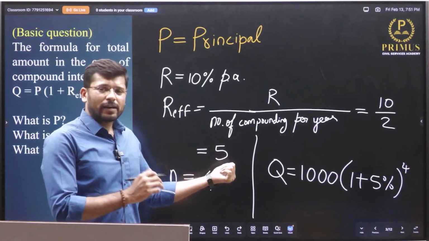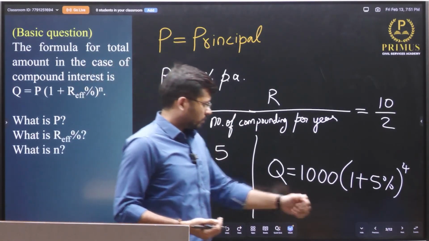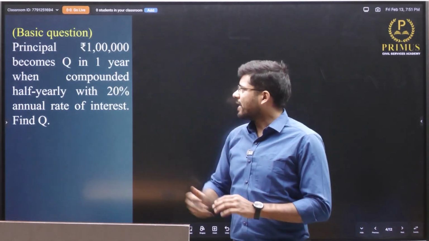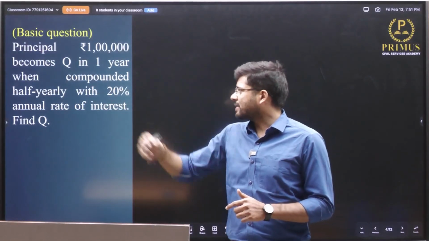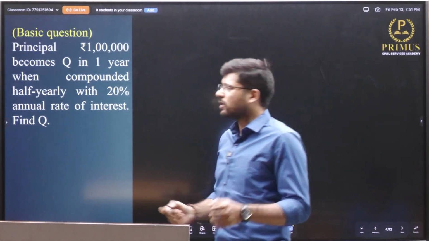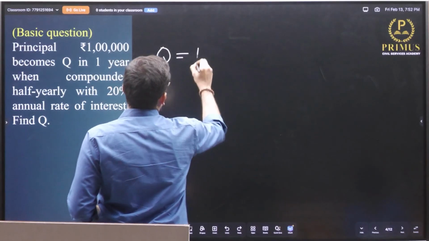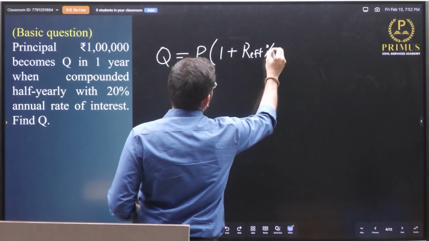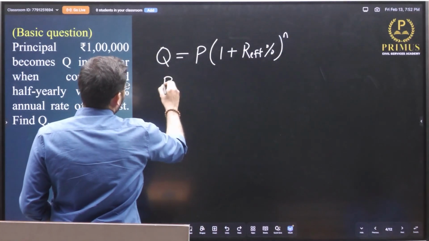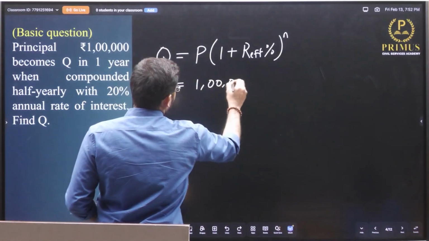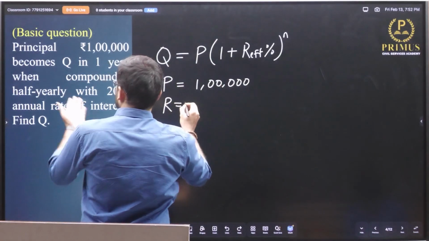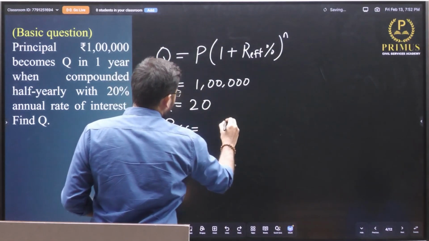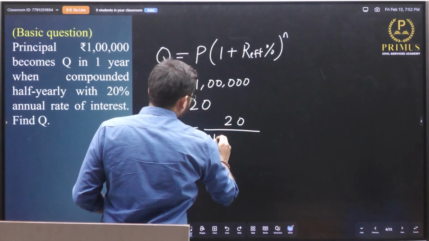Let us understand it better with another example. Take a look. Principal 1 lakh rupees becomes Q in 1 year when compounded half yearly with 20% annual rate of interest. Find Q. Let us use the formula. Q equals P into 1 plus R effective percentage raised to N. So here P is 1 lakh rupees, it is readily given, and then R is 20. But what is R effective? R effective is 20 divided by the number of compoundings per year.